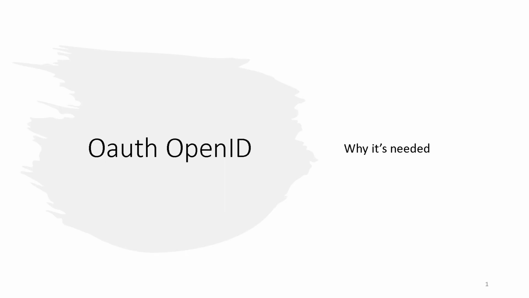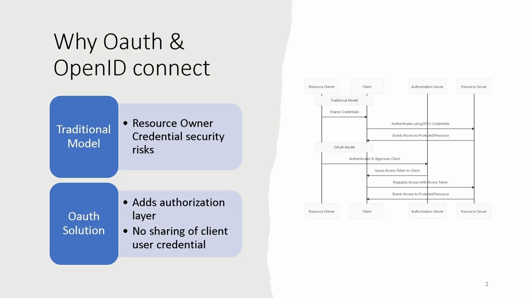OAuth and OpenID Connect are 2 vital protocols in today's digital network. They aim to simplify and secure the user authentication and authorization process. They enable users to access applications and services without exposing their credentials. Instead of having the user provide their credentials, the actual authentication happens using secure tokens.